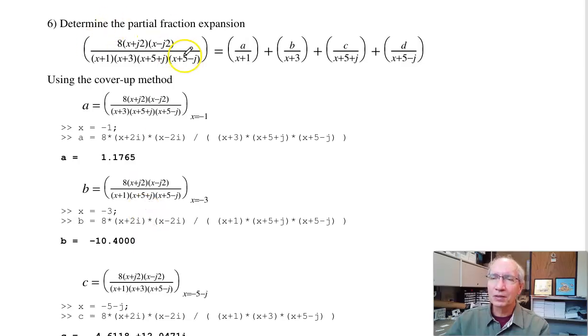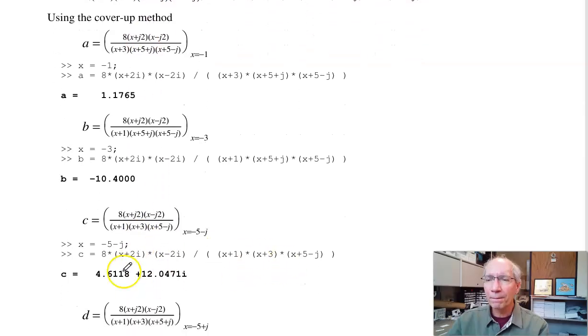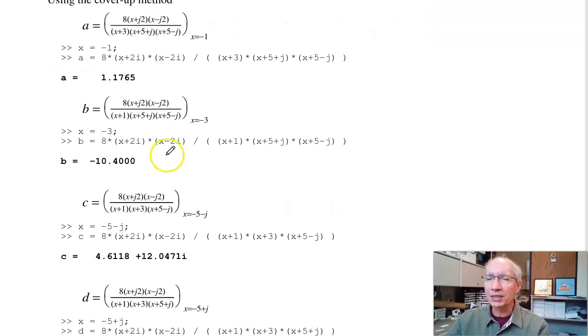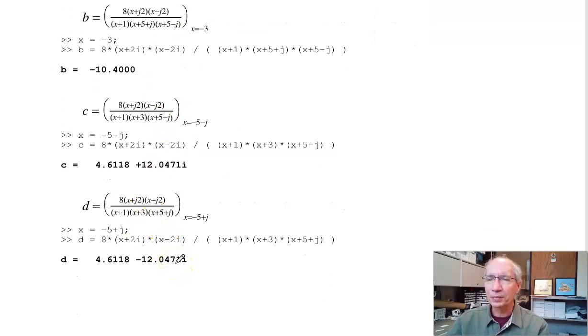Finally, number 6, if I have complex numbers in the numerator, not a problem. To find the first term A, cover up this term, plug in x equals minus 1, you get 1.17. To find B, I cover up this term, analyze at x equals minus 3, get minus 10.4. The third term, cover up this term, analyze at x is minus 5 minus j. And in fact, these are complex numbers in the numerator, denominator, doesn't matter. Answer is a complex number. And likewise for D, cover up the last term, get a complex number.